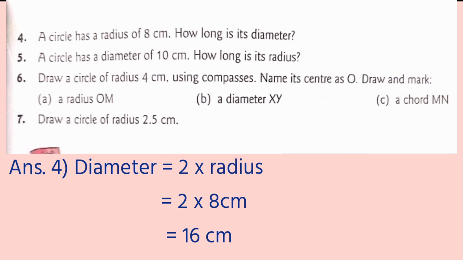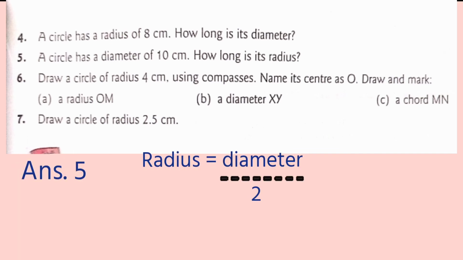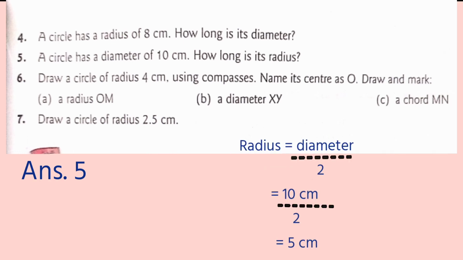Question number 5, a circle has a diameter of 10 centimeter. How long is its radius? Now, in this question, the diameter is given, which is equal to 10 centimeter. Now, as the radius is half of the diameter, we will divide 10 centimeter by 2, and we will get 5 centimeter. So, if the diameter is 10 centimeter, the radius will be 5 centimeter.